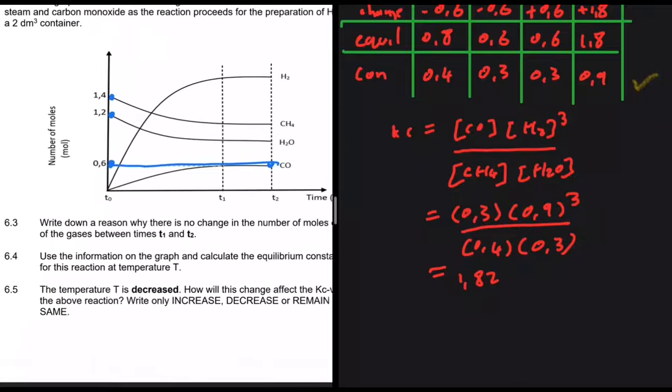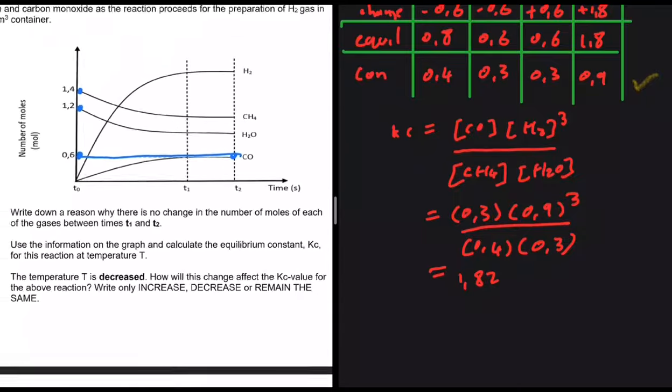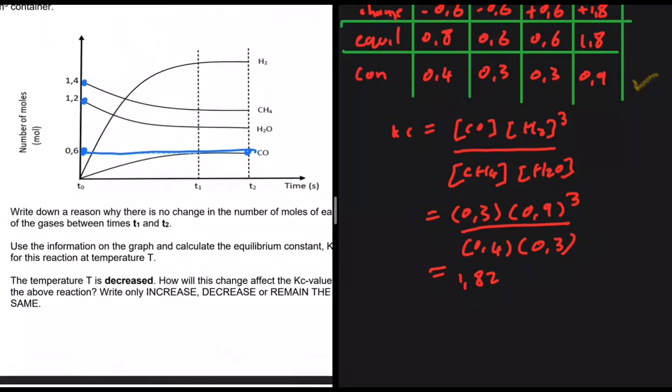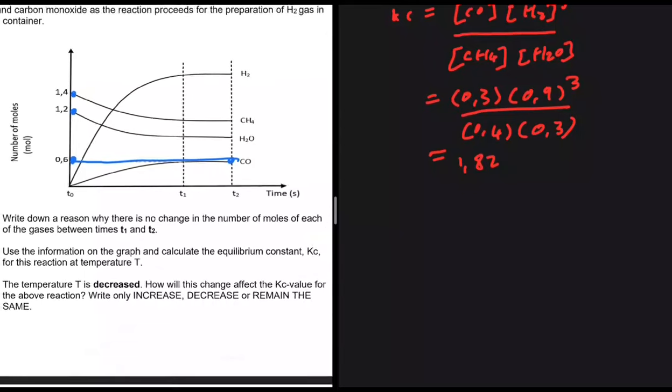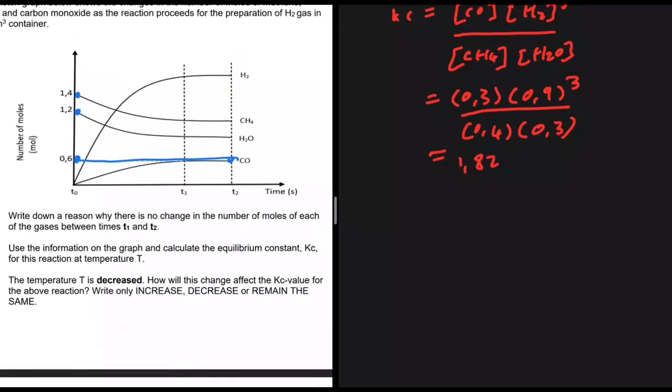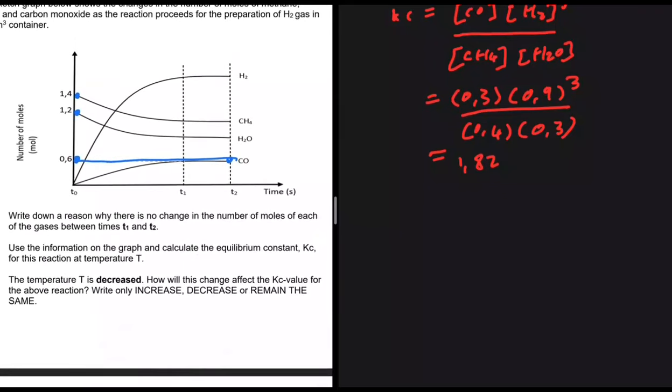That is 6.4. So tell me, here's a question for you. 6.5. The temperature T is decreased. How will this change affect the Kc value for the above reaction? Right, only increase, decrease, or remain the same. The temperature T is decreased. How will this change affect the Kc value? Let me know in the comments what you think the answer to this question is and why.